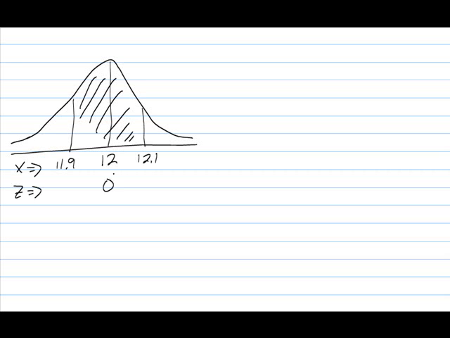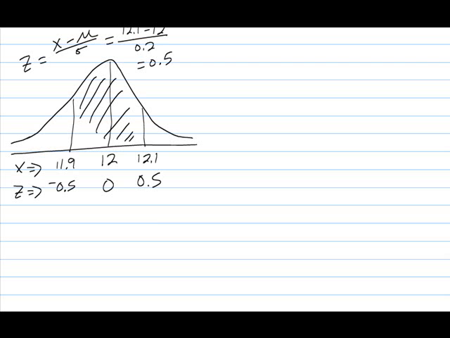We need to transform those into z values. So the z for the mean is 0. The z for 12.1, since we're dealing with an x, is x minus mu over sigma. So we can take 12.1 minus 12 over 0.2, and that will give us 0.5. You can do the same thing for 11.9, but you can also notice that this is the same distance from the mean, so it must be negative 0.5. If you use the formula, you'll get the same thing.